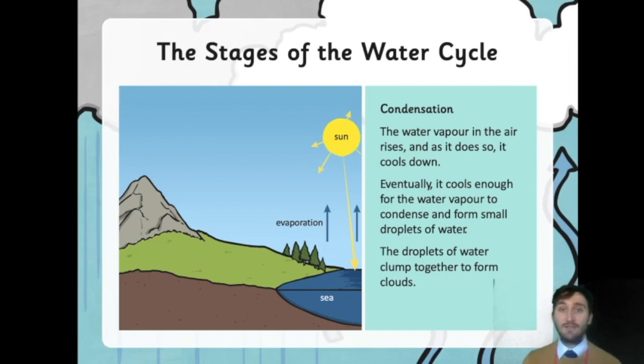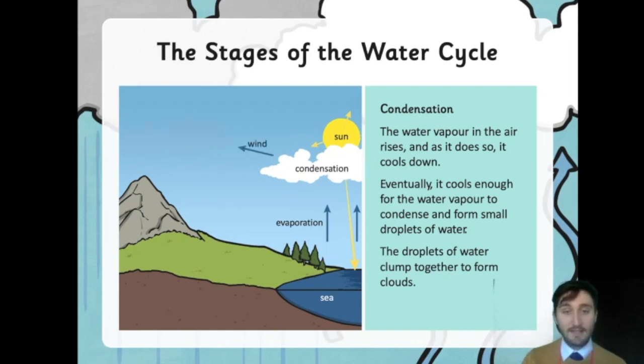Next, condensation. So the water vapour in the air rises, and as it does so, it cools down. Eventually, it cools enough for the water vapour to condense, and form small droplets of water. The droplets of water clump together to form clouds. So you can see here, as part of our water cycle, the water vapour rises up and gets cooler and forms clouds, and that is condensation.